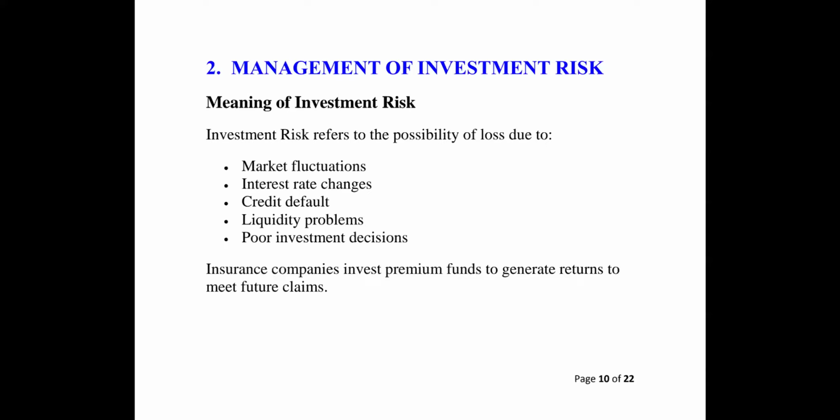Diversification: spread investments across asset classes, sectors, and geographies. Asset liability management (ALM): align investment maturities with expected claim payouts. Duration matching: match bond portfolio duration with liability duration to reduce interest rate risk. Reinsurance and hedging: use derivatives, options, swaps, and futures to hedge against market volatility. Credit analysis: conduct rigorous due diligence on issuers and counterparties. Liquidity planning: maintain liquid reserves for unexpected claims.